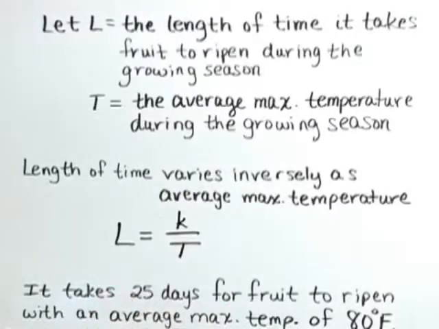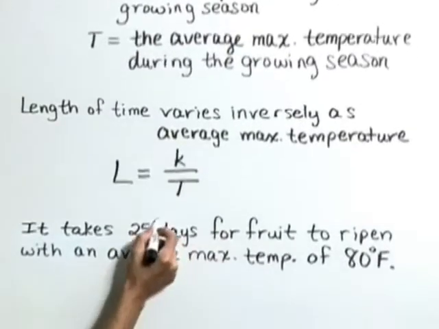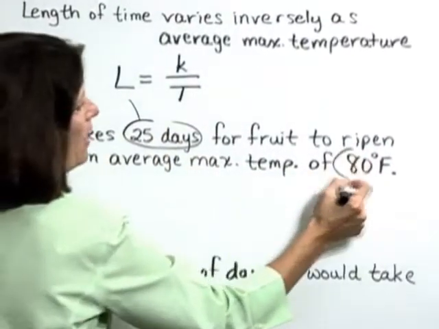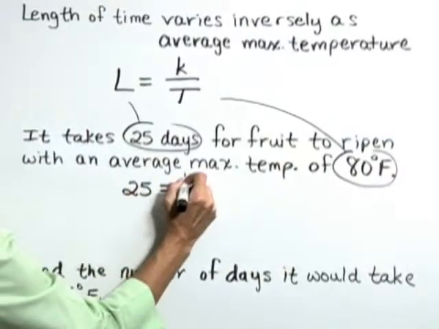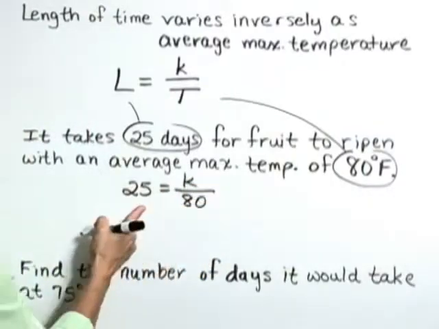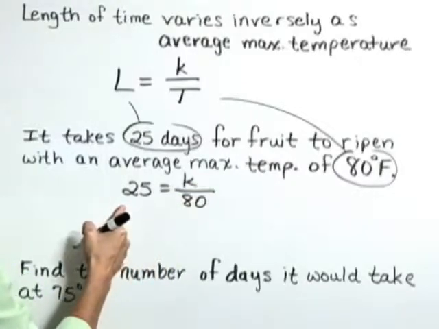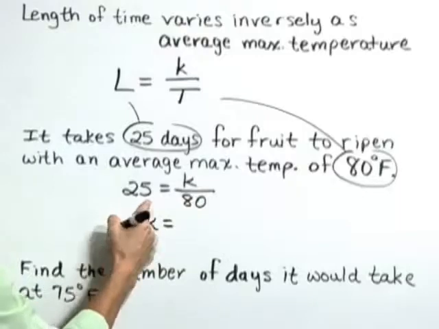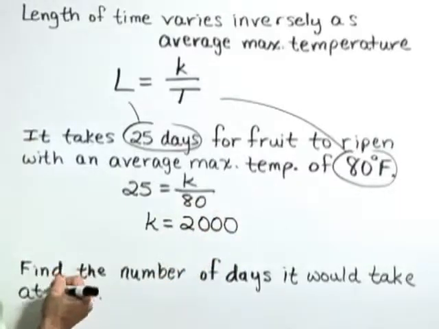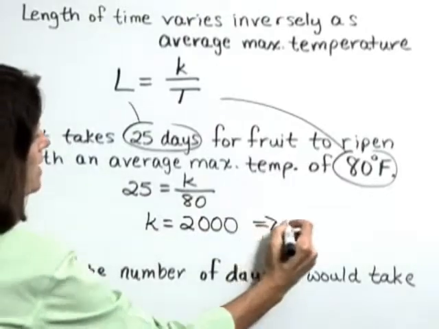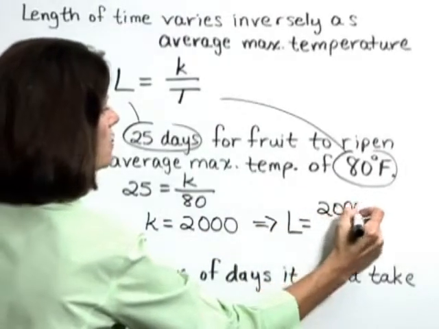Now, as a second part to the problem, we're given a certain scenario. We're told that it takes 25 days for fruit to ripen when there's an average maximum temperature of 80 degrees Fahrenheit. So I'm going to substitute that 25 days in for L and our 80 degrees in for the average maximum temperature. So 25 is equal to K over 80. And this allows us to solve for K. Multiply both sides by 80. So K is equal to 25 times 80, or 2,000.